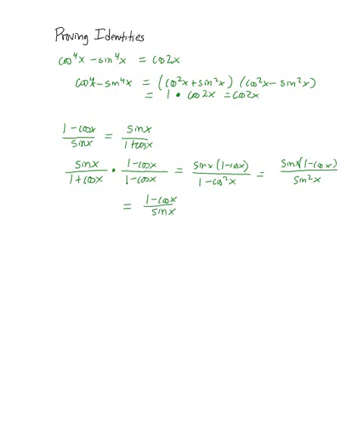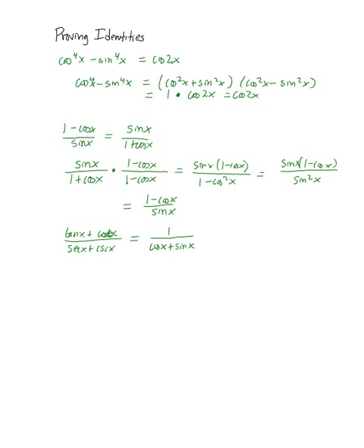All right, let me do a couple more problems here. How about this one? Tangent x plus cotangent x divided by secant x plus cosecant x is supposed to equal 1 over cosine x plus sine x.